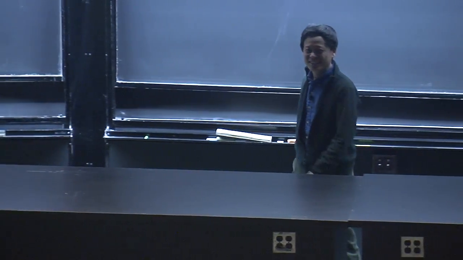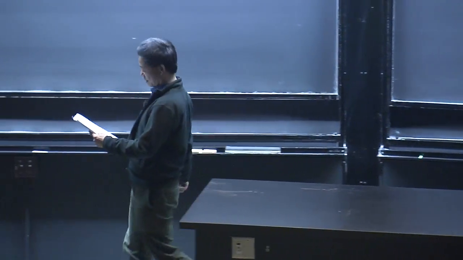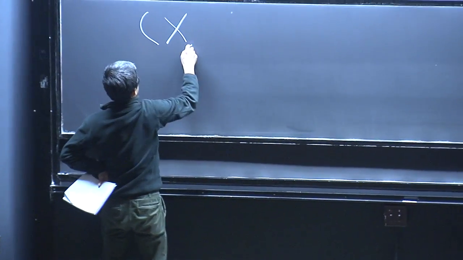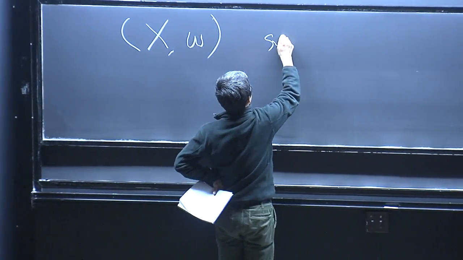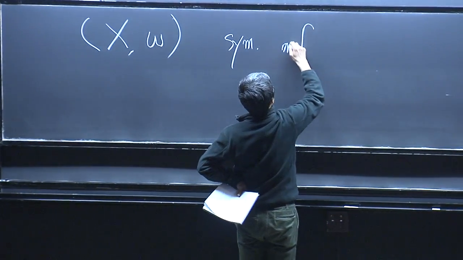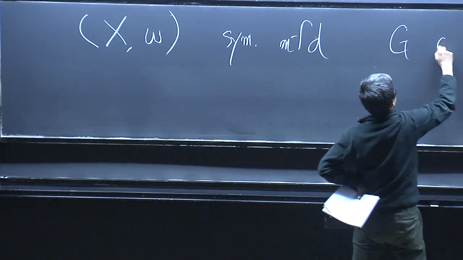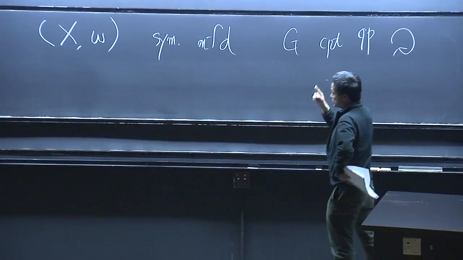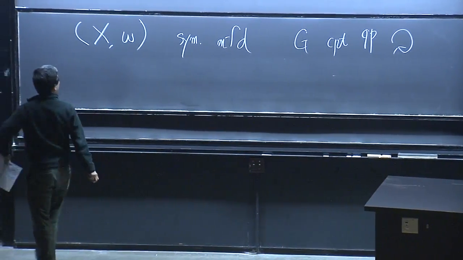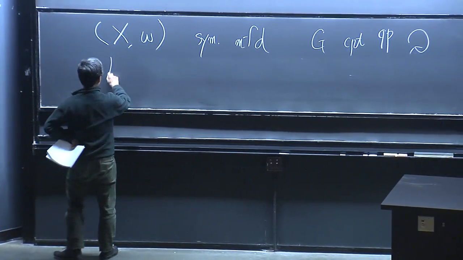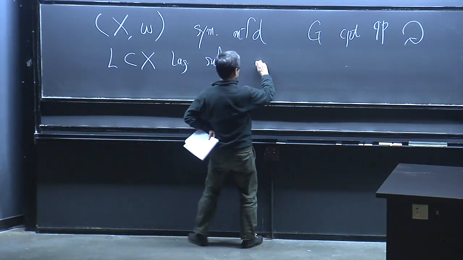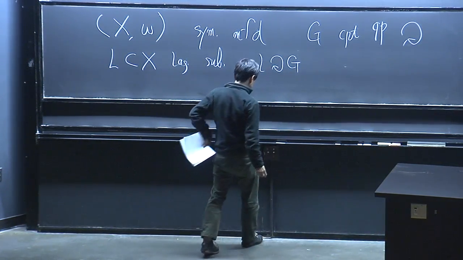But anyway, I want to talk about equivariant Floer homology, or rather, equivariant Lagrangian Floer theory. So what I want to consider is (X, ω), a symplectic manifold, and G a compact group acting on it, preserving the symplectic structure. And L is a Lagrangian submanifold that is G-invariant. That is the situation.